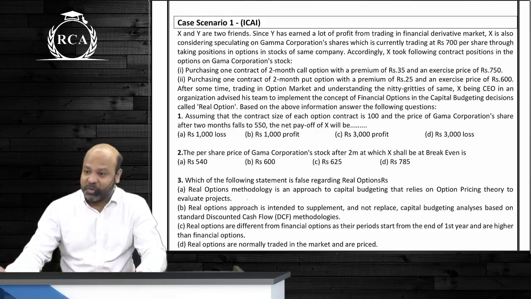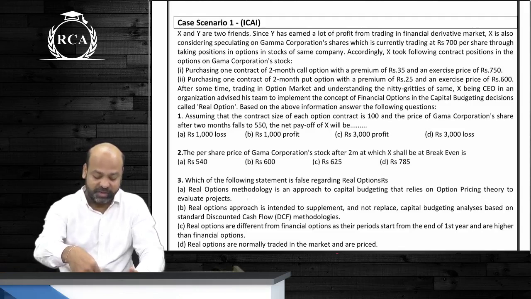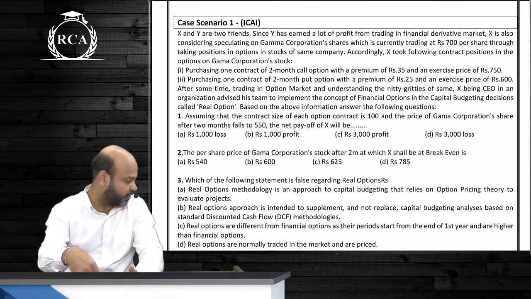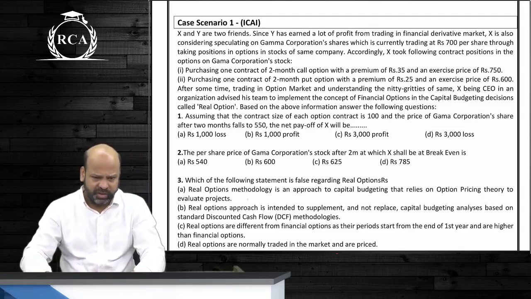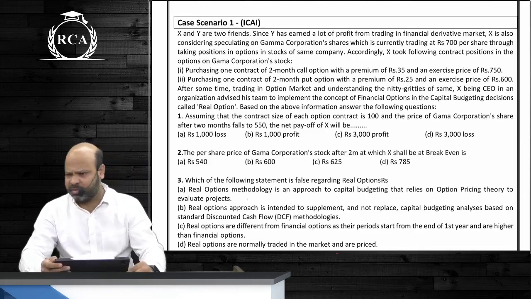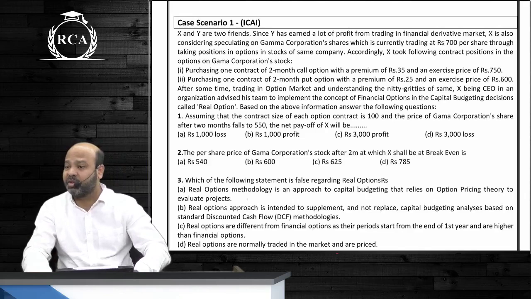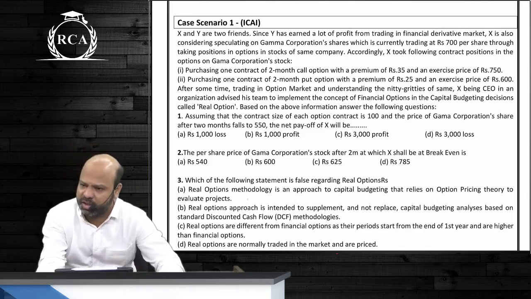So, there's a 2 month call option, guys, with a premium of 35 and an exercise price of 750. There's a 2 months put option with a premium of 25 and an exercise price of 600. If you recall, guys, we did this in options. The strategy name is, we do not have the names of the strategies in the syllabus. You do not have to worry about the names of the strategies, guys, but what is it called?